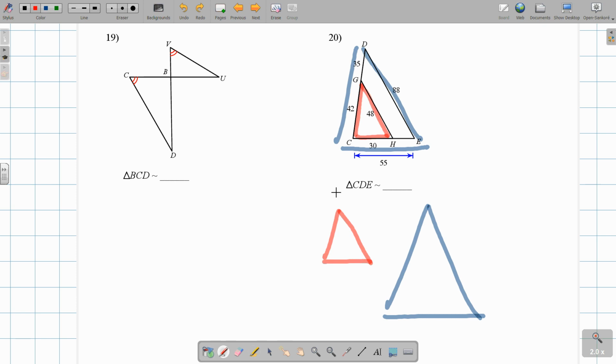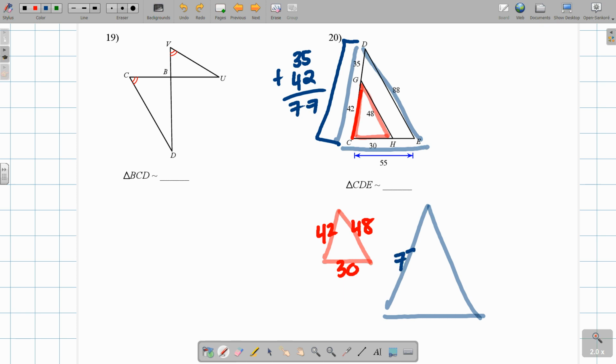Be very careful as you get these numbers. That's 42. Careful, careful. That's not 35. That's not 42. That's going to be 35 plus 42. Okay, now we're going to go small, medium, large. So small to small, 30 to 55. I know 5 goes in here 6 times, and 5 goes in here 11 times.